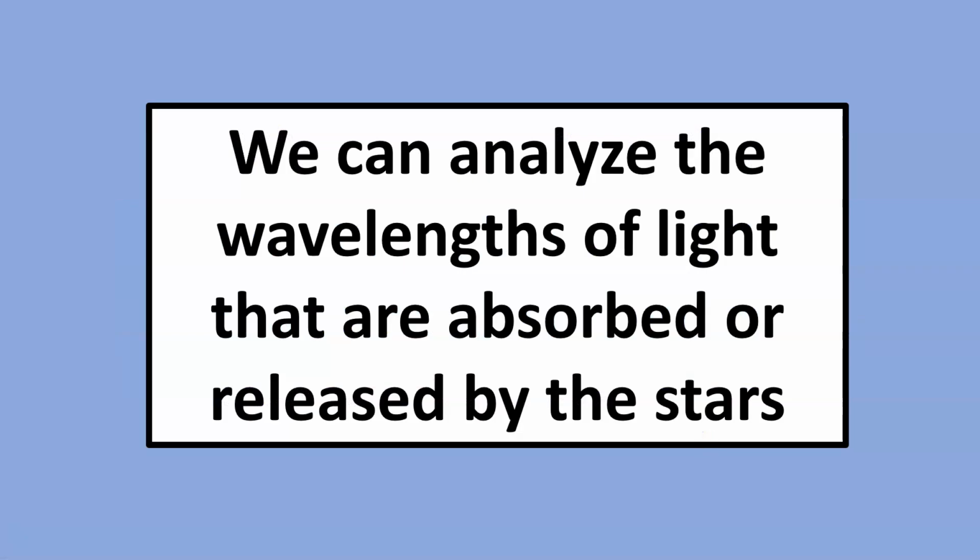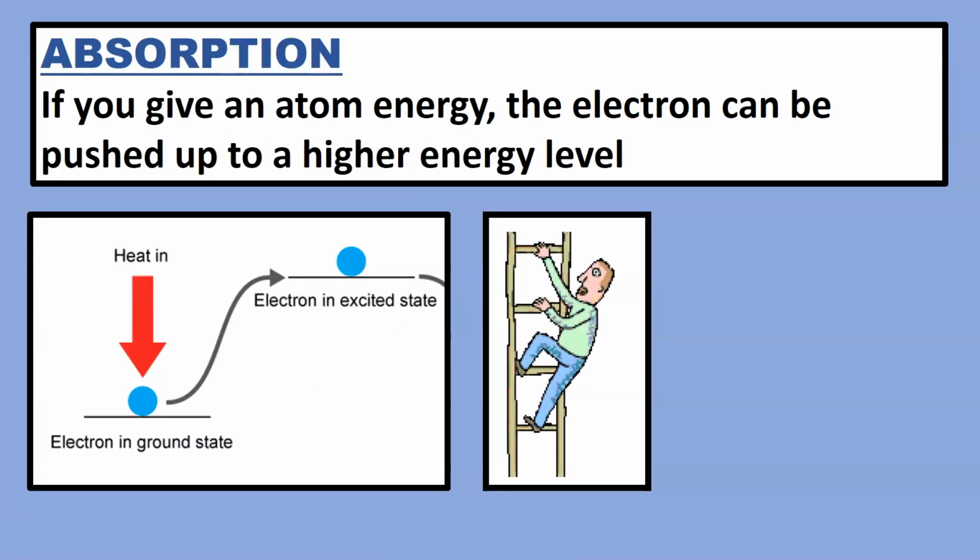Well, what we're able to do is analyze the wavelengths of light that are being absorbed or released by the stars. Those wavelengths of light are going to be very unique, and we're going to be able to figure out what elements they are based on the unique wavelengths. So to understand where the light's coming from, we have to understand something called absorption and emission.